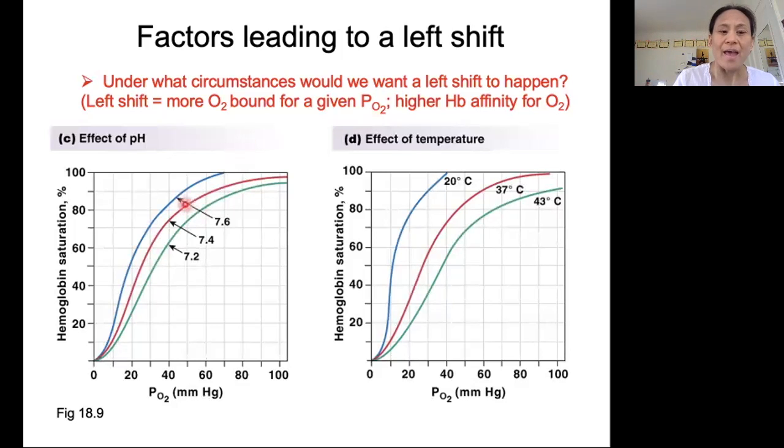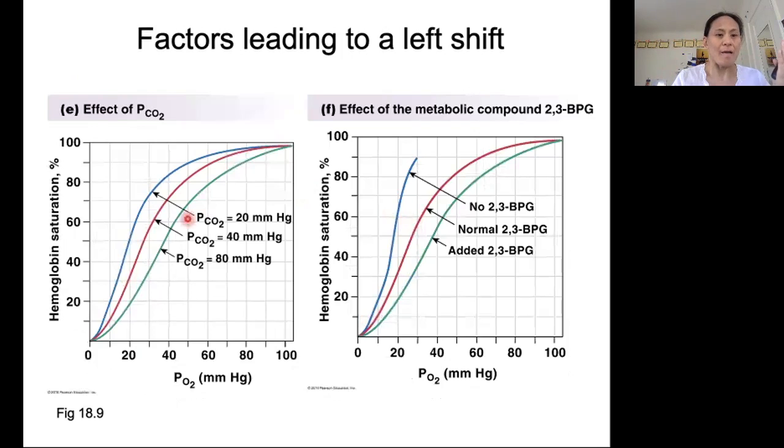So if we have a high pH, that means we're not metabolizing a lot. That's going to cause a left shift. If we have a low temperature, that's indicative of not very much metabolism. That is also going to cause a left shift. If we have a low PCO2, that's an indicator that we're not metabolizing a lot. That is going to cause a left shift. And then finally, if we have low or no 2,3-BPG, that means we're not metabolizing very much, and we're going to have a left shift in that situation as well.